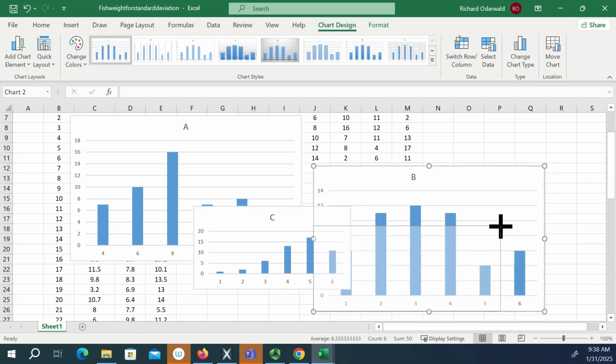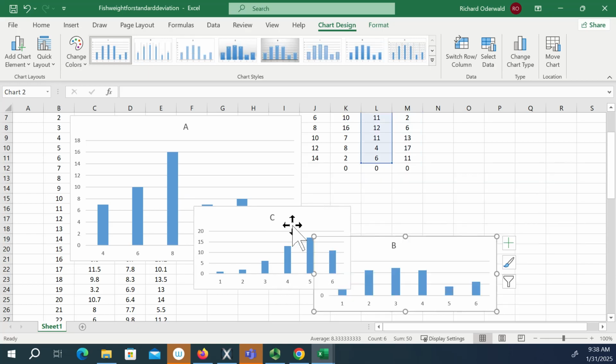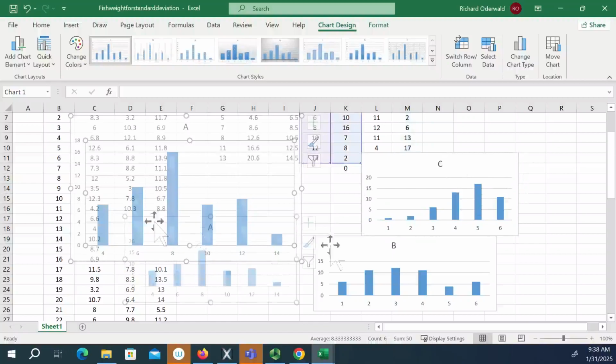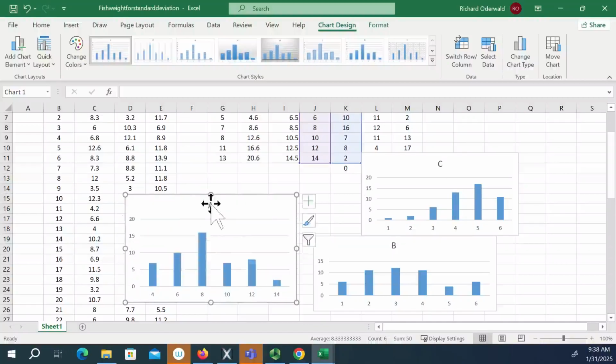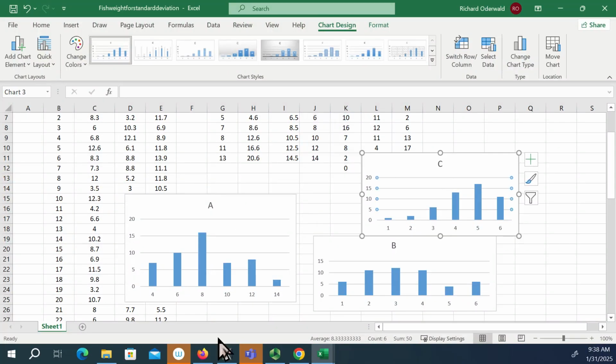I'm going to shrink them a little bit so I can get them all in one spot. This, in fact, is skewed. These, there's kind of a center here. There's kind of a center here. This one, they're all this way. How many big fish are there compared to small fish? A lot more big fish than small fish here. It's about equal, and they're mostly in the middle.